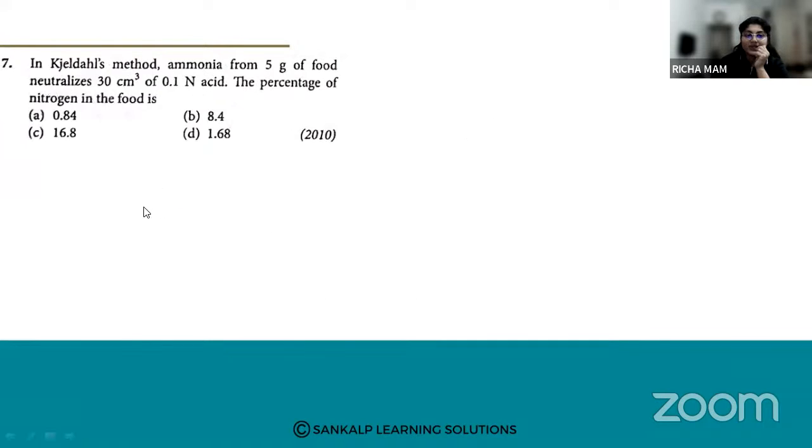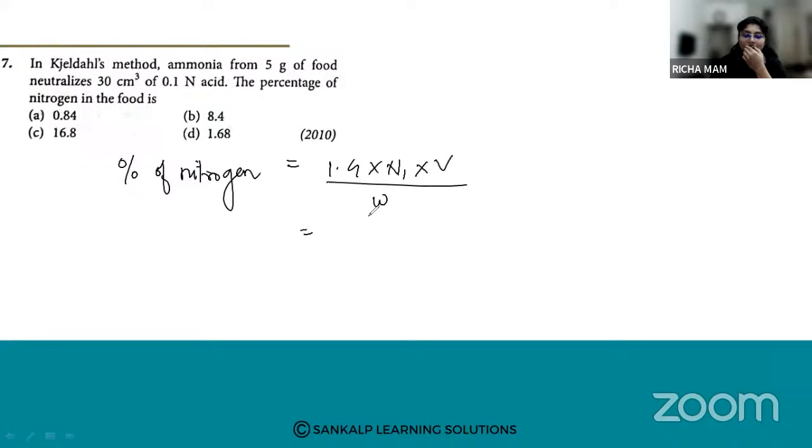In Kjeldahl's method, ammonia from 5 grams of food neutralizes 30 cubic centimeters of 0.1 normal acid. The percentage of nitrogen in the food is A 0.84, B 8.4, C 16.8, D 1.68. In Kjeldahl's method, how to calculate the percentage of nitrogen? You need to know the formula. The formula is 1.4 into N1 into V divided by weight.